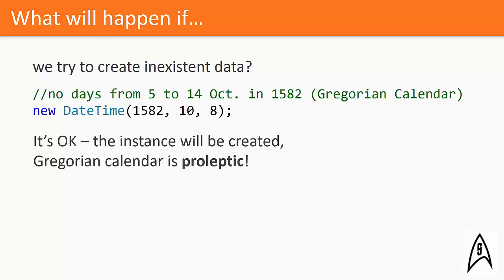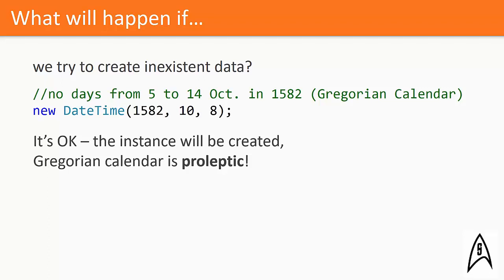Why is this so, one might ask? And the answer is quite simple. The default calendar behind the DateTime structure is the Gregorian calendar, and the Gregorian calendar is the so-called proleptic calendar. Proleptic means that we pretend like the Gregorian calendar was always in effect, so all dates are still there and they are all valid.